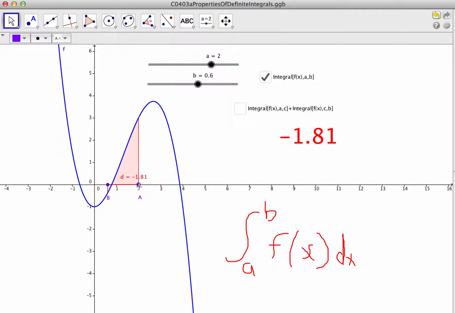If A and B are the same value, the area underneath the curve from A to A, or when A and B are the same, is of course 0 because there is no area.